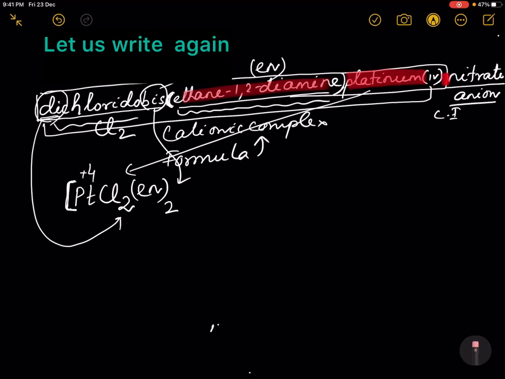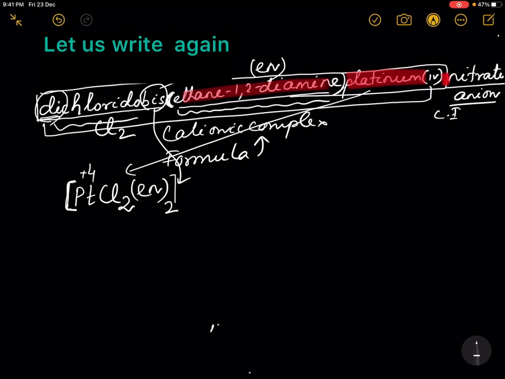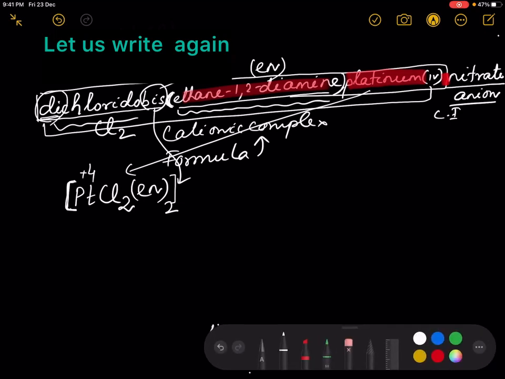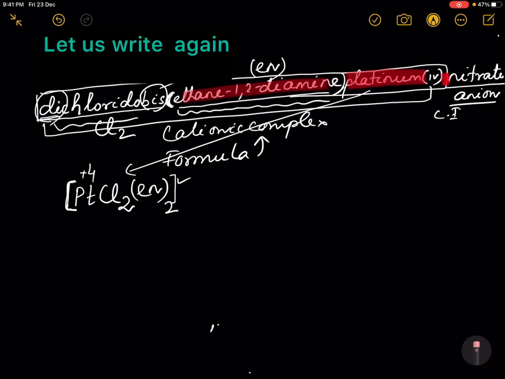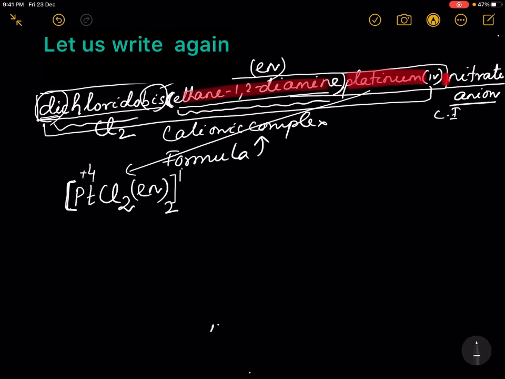Now PtCl2(en)2, then the square bracket ends. You see, this is PtCl2(en)2. Here we have to write the charge on the coordination sphere.